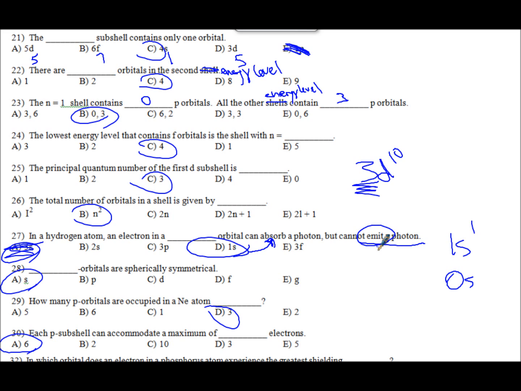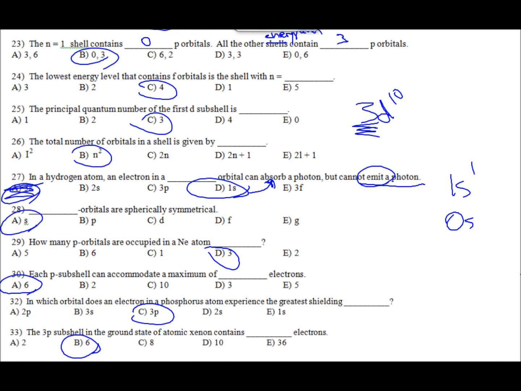28's easy. S orbitals are spherical. P orbitals in neon 3, 30. P subshell can accommodate 6 electrons. That would be 3 orbitals with 2 electrons each. 32, which orbital does an electron experience the greatest shielding? Oh, greatest shielding.